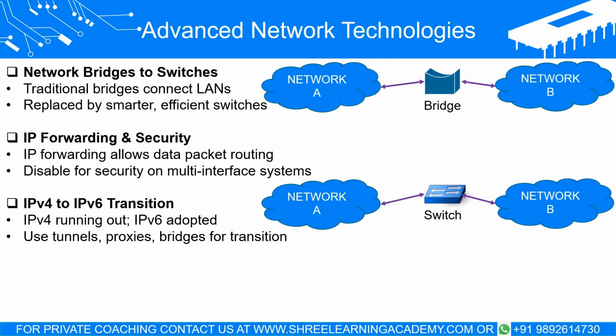IPv4 to IPv6 transition mechanism. As the internet has grown, we have run out of IP addresses under the older IPv4 system, leading to the adoption of IPv6, which has a vastly larger address space. However, the transition has been slow, and many parts of the internet still use IPv4. Technologies like IPv4 to IPv6 tunnels, proxies, or bridges allow these older systems to communicate with newer IPv6 networks.